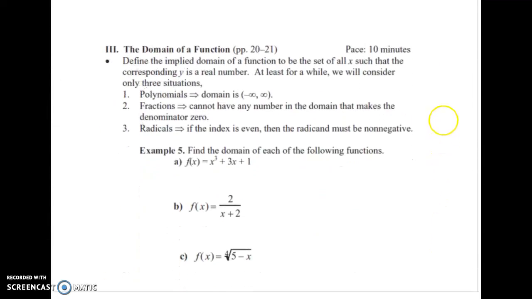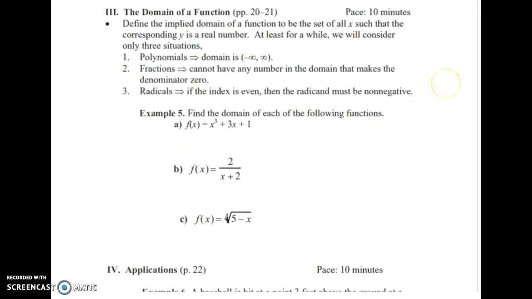The next section you see is entitled the domain of a function. And we'll define the implied domain of a function to be the set of all x such that the corresponding y is a real number again. At least for a while, we will consider only three situations though. The first, when we're dealing with polynomials, the domain is negative infinity to positive infinity, and that's the interval notation, of course, that we use. This is, again, the representation of all real numbers.